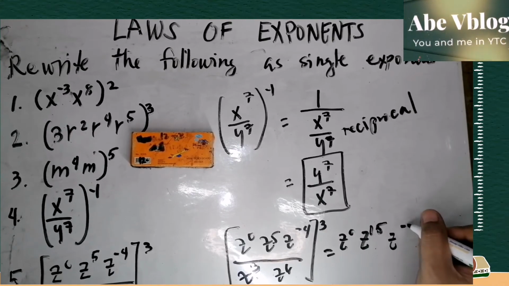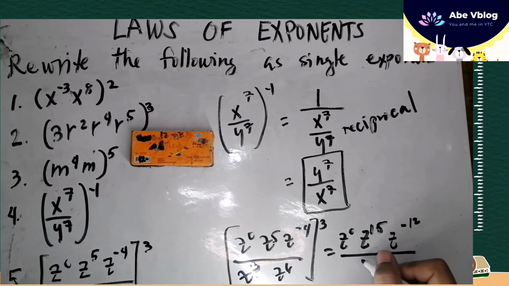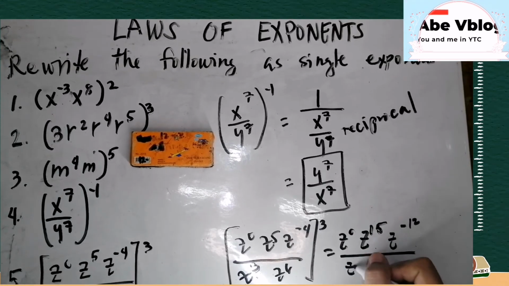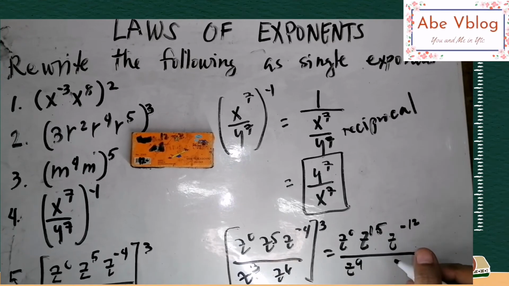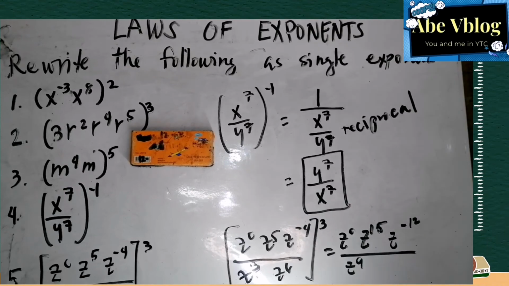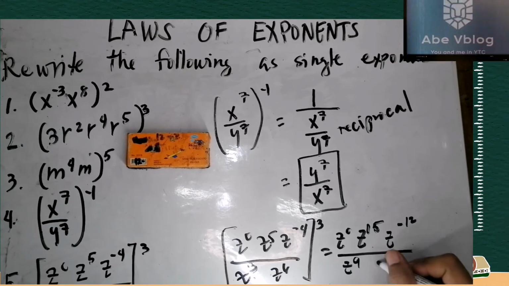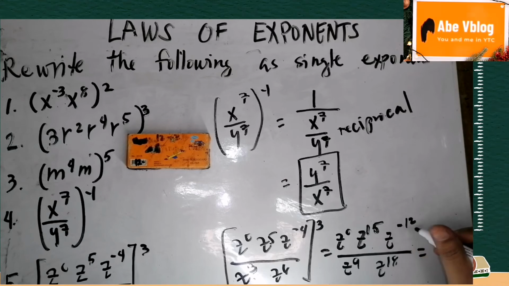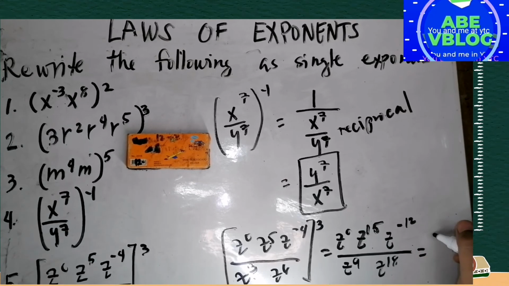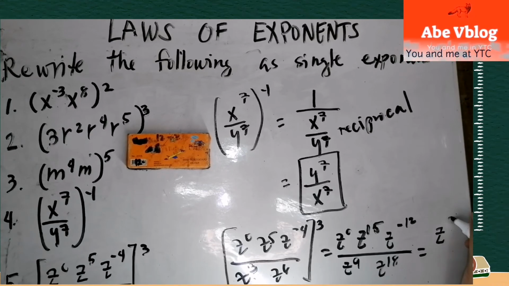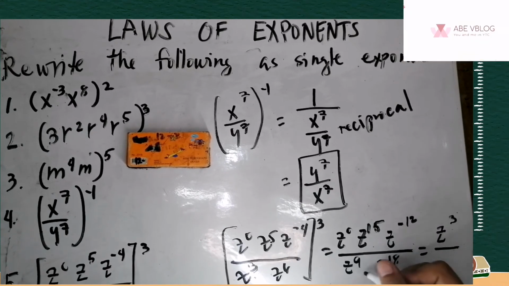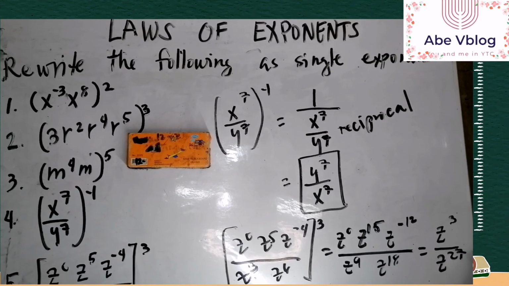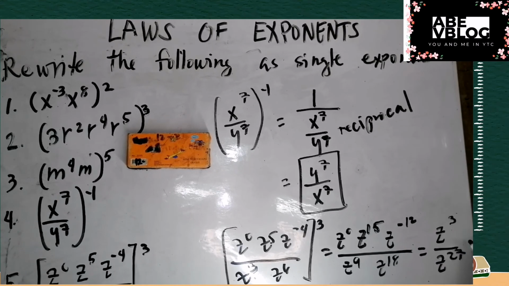Then we have z to the negative 4 times 3, that's negative 12. Then z to the 3 times 3, okay, that is z to the 9. Then z to the 6 times 3, that is z to the 18. So we have z to the 18. Then we'll be having, so 15 minus 12, that is z to the 3, over, so 9 plus 18, so that is z to the 27. Okay, so that's the answer.